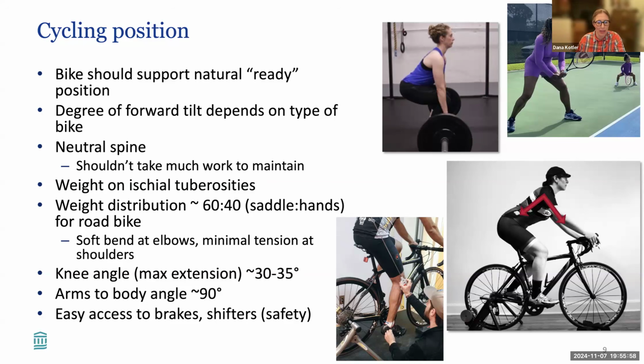You want your knee angle, when the knee is more or less at the bottom, when the foot is at the bottom of the pedal stroke, to be somewhere around 30, maybe 35 degrees, and the arms to body angle is about 90 degrees. You want easy access to your brakes and your shifters up on the handlebars for safety, of course.